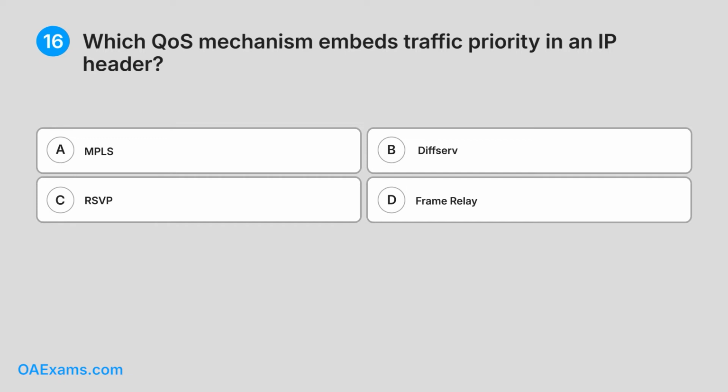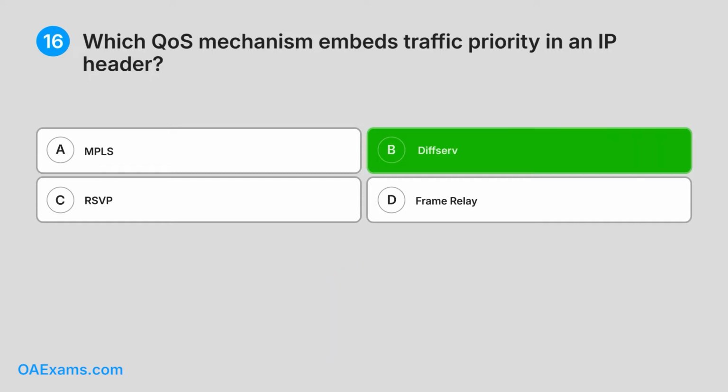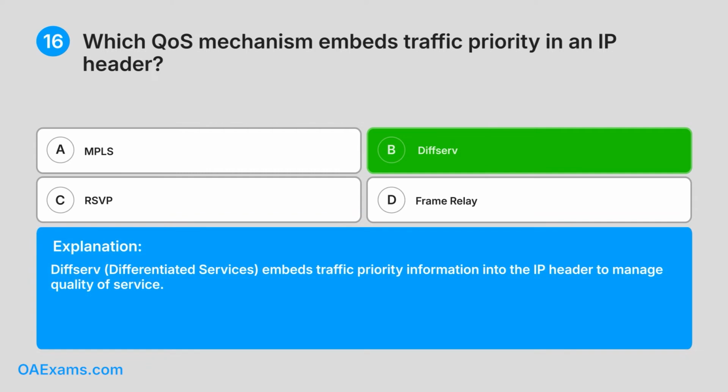16. Which QoS mechanism embeds traffic priority in an IP header? A. MPLS. B. DiffServ. C. RSVP. D. Frame relay. Do you know the answer? Correct answer: B. DiffServ. Explanation: DiffServ, differentiated services, embeds traffic priority information into the IP header to manage quality of service.